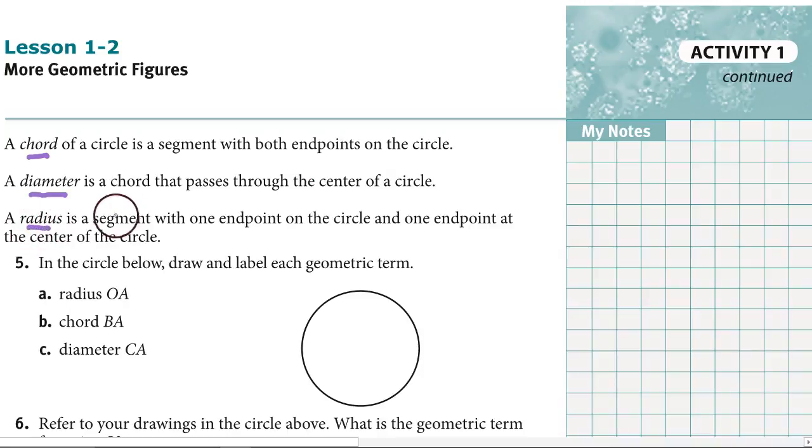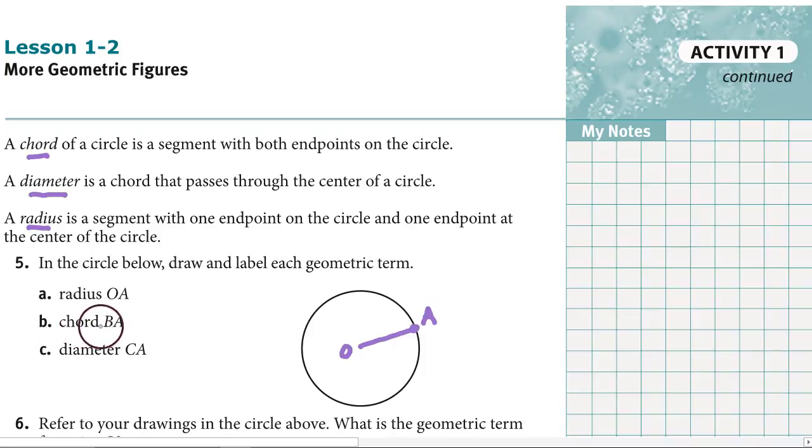A radius is a segment with one endpoint on the circle and one endpoint at the center of the circle. Number 5, in the circle below, draw and label each term. First we have radius OA. So radius OA would begin at the center of the circle and go out in whatever direction you want to until it touches the circle. These points are labeled. The center is O, and this point here on this end is A.